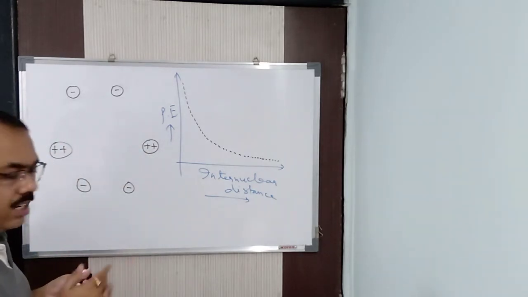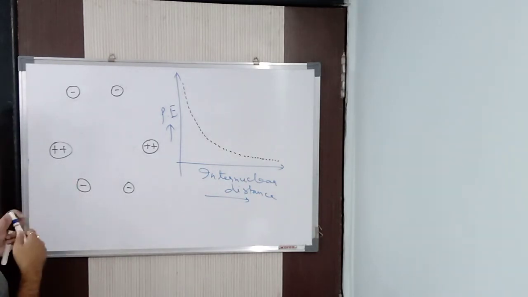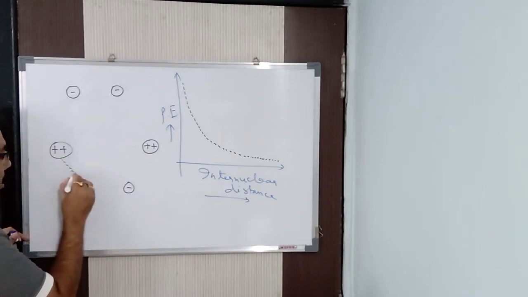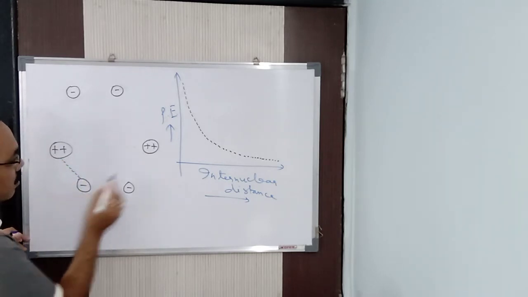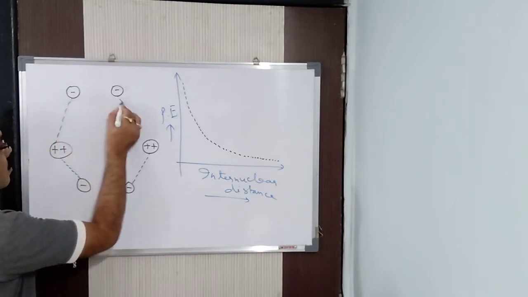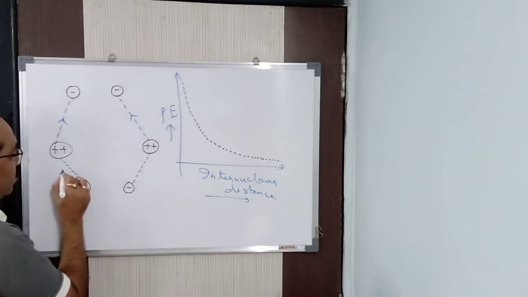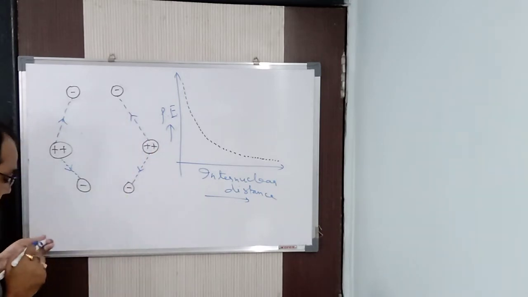Fine. So what are the different kinds of forces there? First, let us see the attractive forces. I am drawing them with a blue line. This is the attractive force between this and this. This is an attractive force, this is an attractive force, and this is an attractive force. So we have four attractive forces. Got it? Four attractive forces.